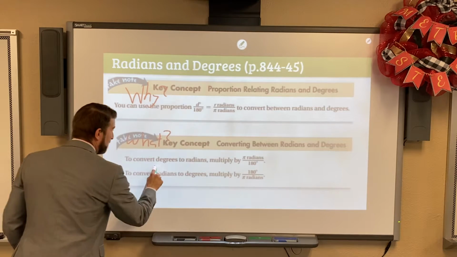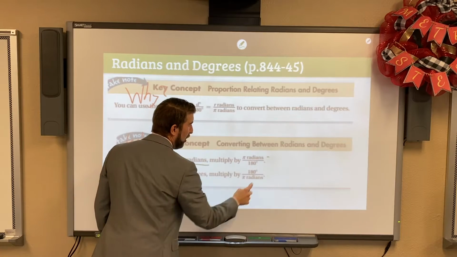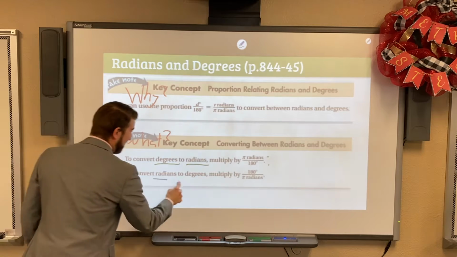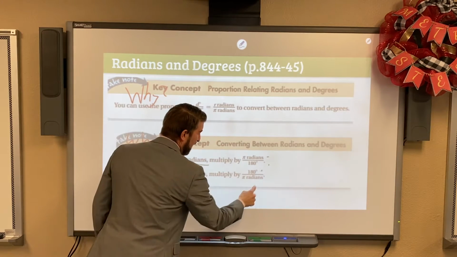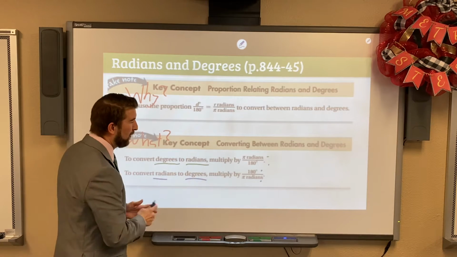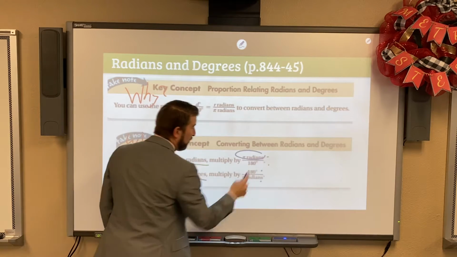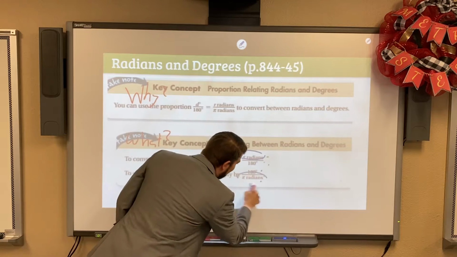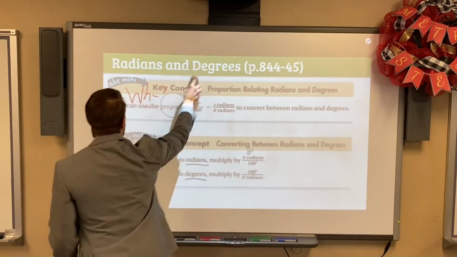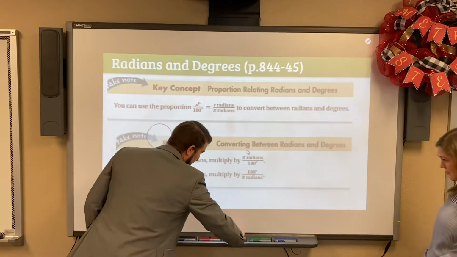So if we want to convert from degrees to radians, we're going to multiply by pi radians over 180. And when we want to go from radians to degrees, we're going to multiply by 180 over pi radians. Now that may not make sense to you right now, but just know that for one of these, the pi and the radians is going to be on top of the fraction. The other one is going to be on the bottom. Ms. Colette is going to explain when to do the pi on top and the pi on bottom.